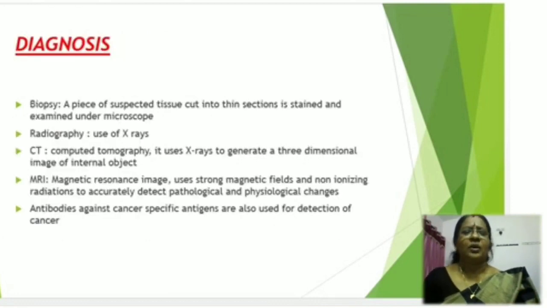So, the next slide is diagnosis. How to diagnose the cancerous cells? The first one is biopsy and the second one is radiography. The third one is CT scanning and the fourth one is magnetic resonance imaging. And the last one is very important, that is the antibodies against cancer specific antigens are also used for detection of cancer.